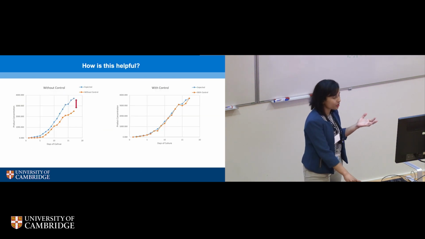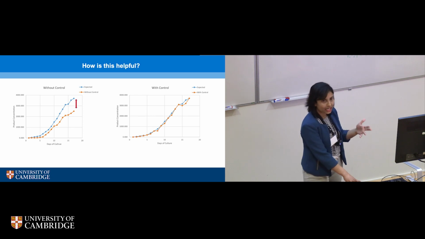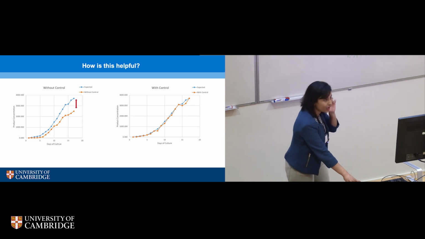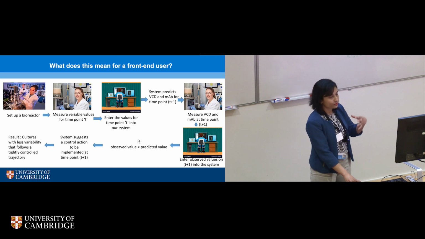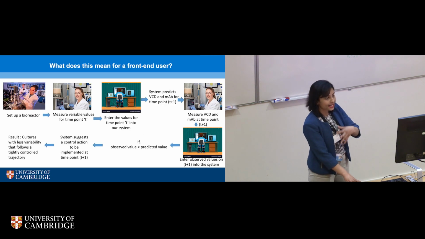And then how is this helpful? Without a control action, every time point it will deviate a little until you end up with a large difference in the productivity, whereas with control action, you have a more tightly controlled trajectory. This is not an actual graph, just a visual representation to show how it would work. So what does this mean for a front-end user? Once they set up a bioreactor and they measure the value of the variables at a particular time point t, and they enter it into the system, the system would then predict what the outcome is going to be at the next time point.